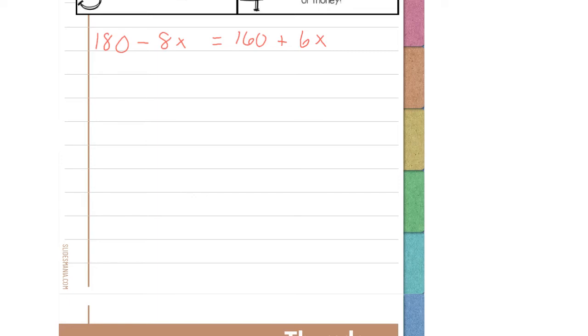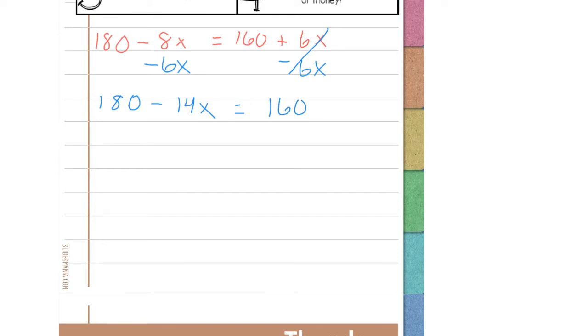So what is the opposite of positive 6x? Well, that is negative 6x. And what you do to one side, you do to the other side. Then I have 180. And then negative 8x minus 6x reduces to negative 14x. And then we say equal to, we just bring down that 160.